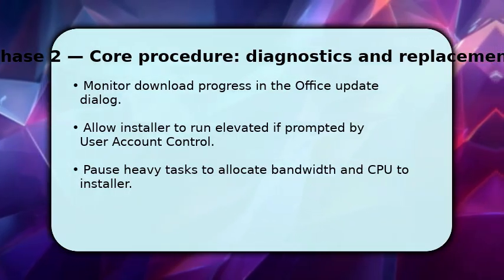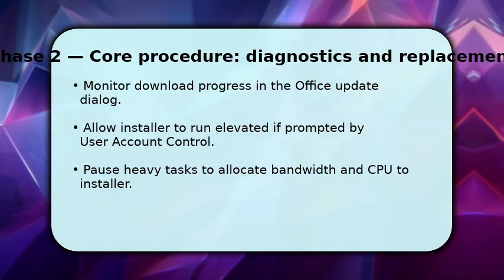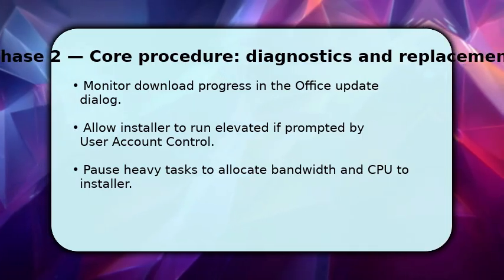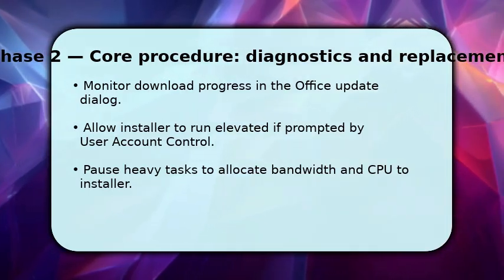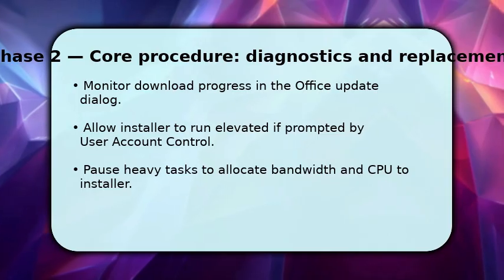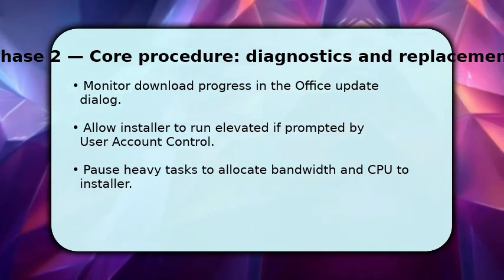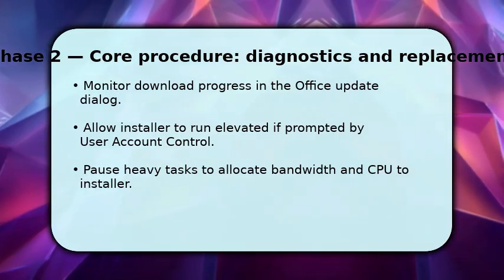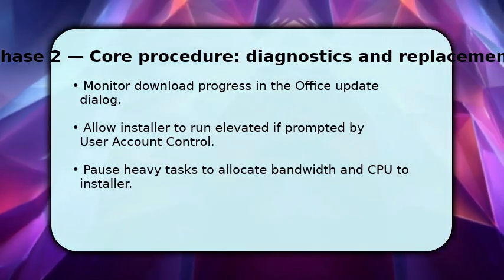If User Account Control asks, allow elevated permissions. Updates need installer rights to replace files. While installing, pause large downloads or CPU-heavy apps to reduce conflicts and speed the process. Once the installer finishes, Office may apply updates in the background. Make sure Windows Update won't restart your PC during this window.